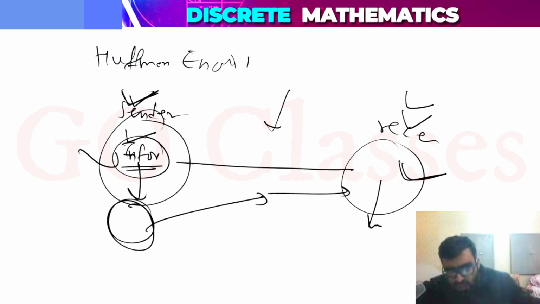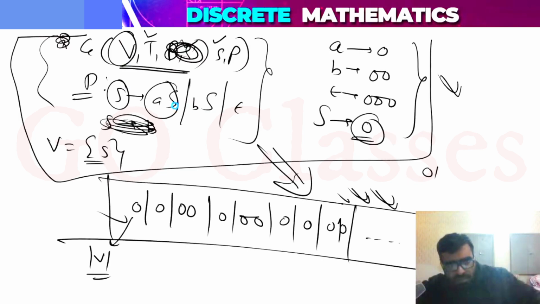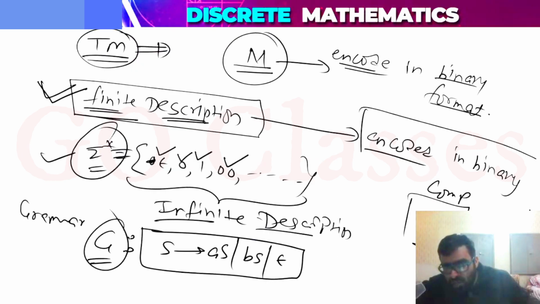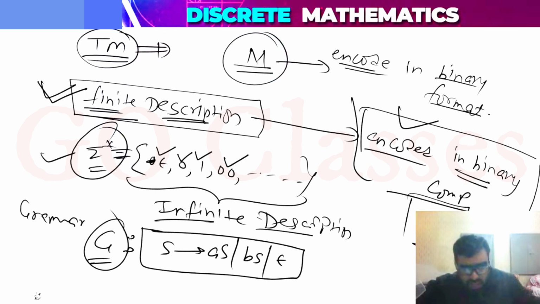And of course, once you decide your own encoding, you can also decode, because you know how to encode. That is the basic point: if you have a finite description, then you can always encode it in binary format. Hence whatever machine you have, for example finite automata, PDA, DPDA, a grammar, a regular expression, or a Turing machine, all these are finite descriptions. These finite descriptions can be encoded in binary format, each of these.